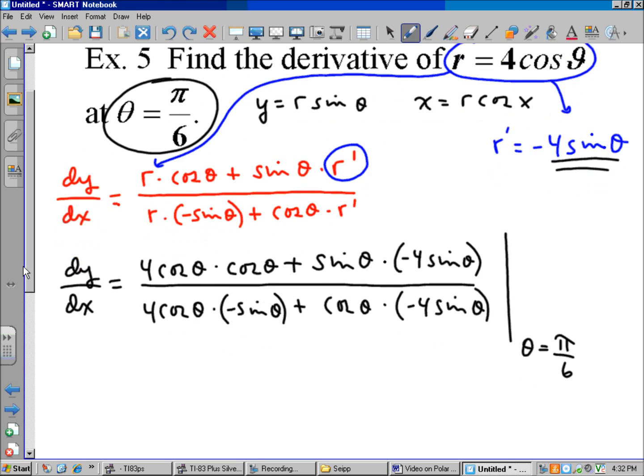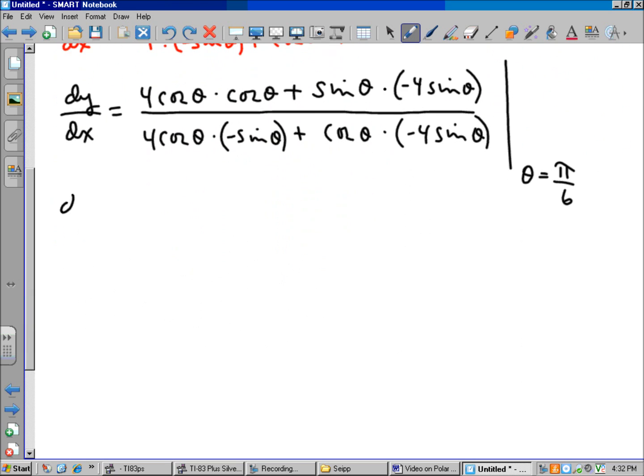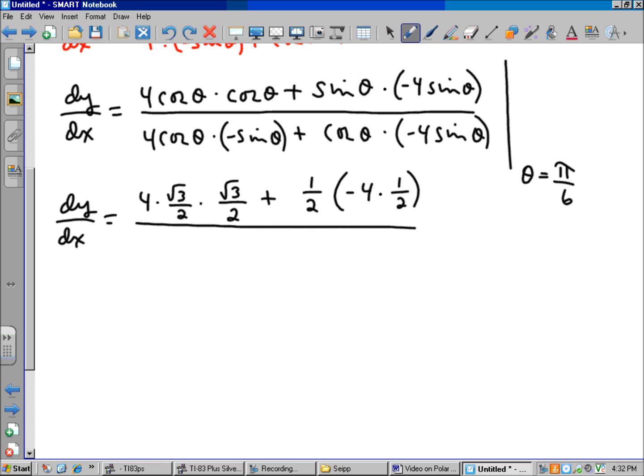Okay, so at theta equals 30 degrees, let's plug those values in here. What's the cosine of 30 degrees? Radical 3 over 2. Plus, what's the sine of 30 degrees? 1/2, times the negative 4 times the sine of 30 degrees, 1/2, all over 4 times the cosine of 30 degrees, radical 3 over 2, times the negative sine of 30 degrees is going to be negative 1/2, plus the cosine of 30 degrees is radical 3 over 2, and the sine of 30 degrees is 1/2.